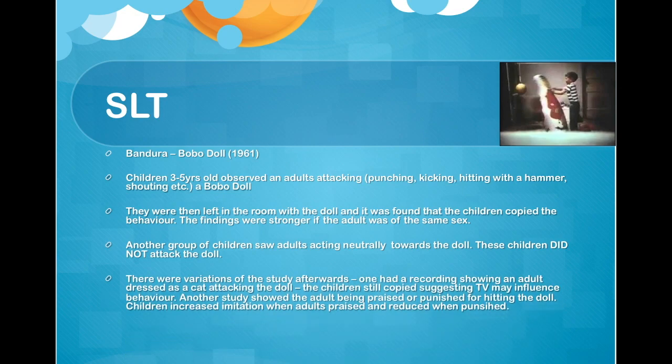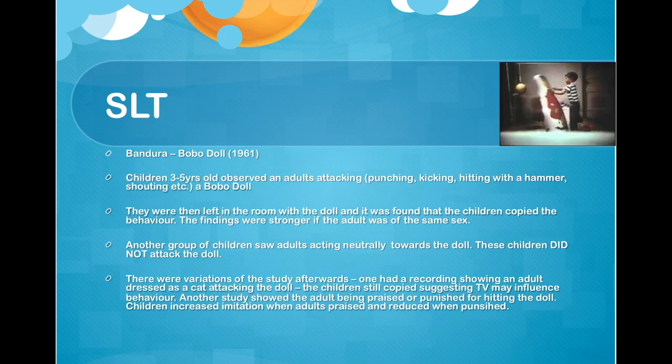So what happened after this is they conducted a few different types of experiment using the same sort of thing. In one of the variations, instead of observing the adult there and then, the children watched a video recording. They either watched the adult as before, but on video, or a fantasy character, basically the adult dressed up as a cat. The aim was to see, if children are watching TV and fictional characters being aggressive, are they likely to copy it? And what they found was that they did. The children still copied the behaviour of the adult dressed as the cat.